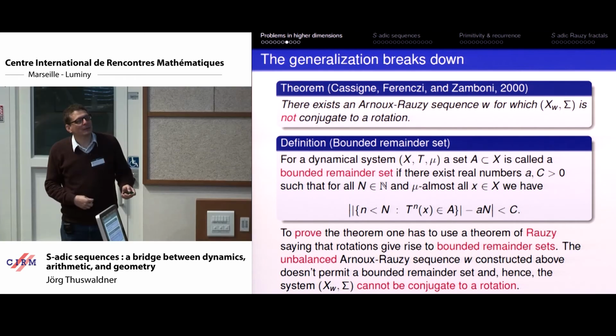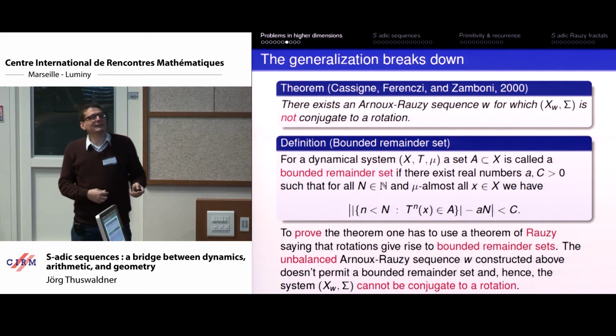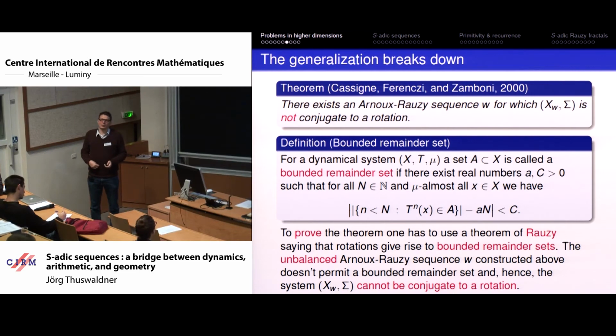here's the definition of a bounded remainder set. You don't need the details. By using this result, the authors were able to show that it is impossible to construct a torus rotation that is conjugate to the given Arnoux-Rauzy system. The reason is that this lack of C-balance prevents us from getting what is called a bounded remainder set, and so we cannot possibly get a torus rotation for these words.